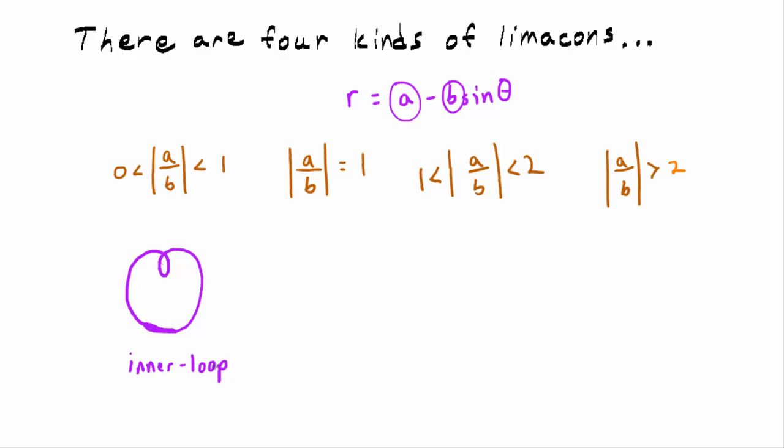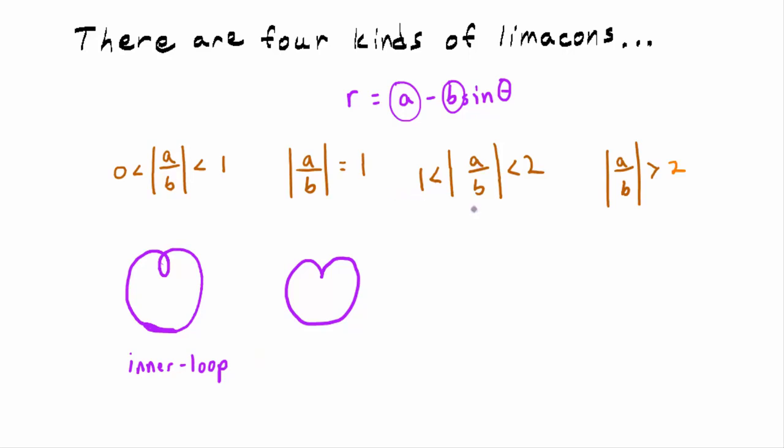But if A divided by B gets bigger and it turns out to be exactly 1, if the absolute value of it is exactly 1, you actually do get a heart shape. It's called a cardioid. Drawing it freehand is not easy, but you get something that looks like that. And it could be upside down. It could be rotated 90 degrees one way or the other.